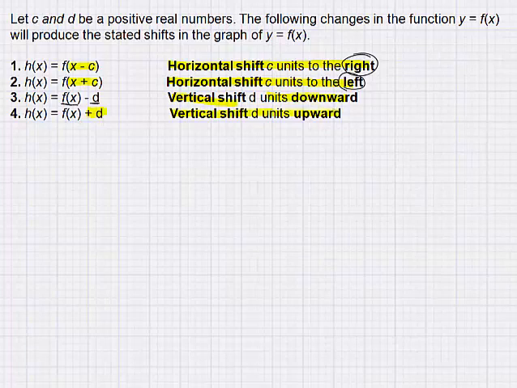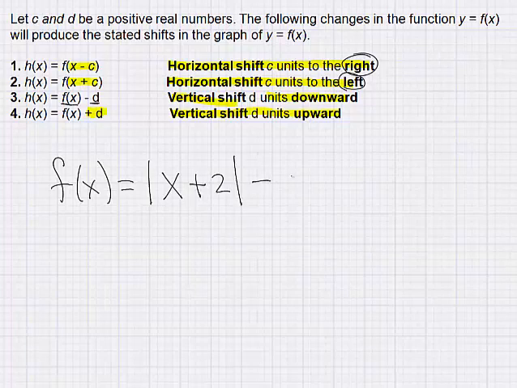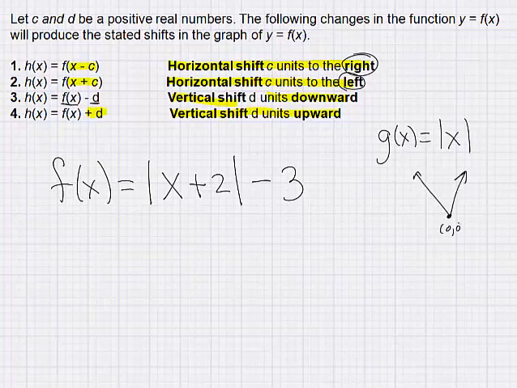So if I gave you a function, I said, okay, here's my function, f of x equals the absolute value of x plus 2, minus 3. How do you think this graph will be affected? Well, first, what's the original graph going to look like? An original absolute value, say g of x equals the absolute value of x, would be the shape of a V. The point of the V would be at 0, 0.